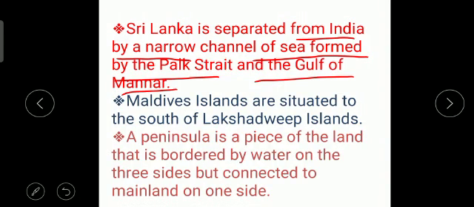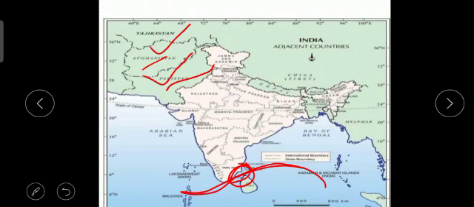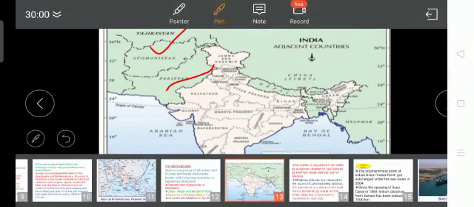The Maldive Islands are situated to the south of the Lakshadweep Islands. These are the Maldive Islands, and these are in the south of Lakshadweep, in the south direction of the Lakshadweep Islands.